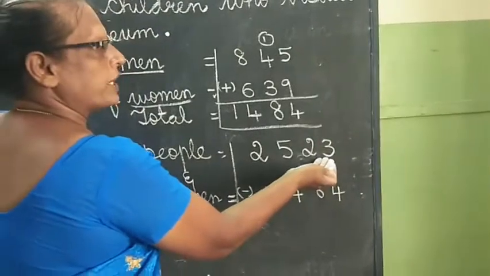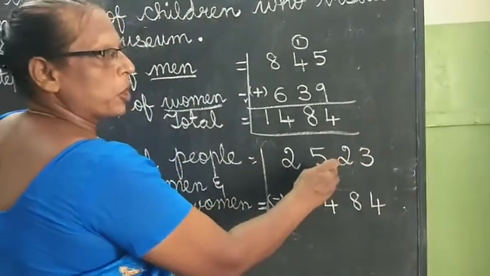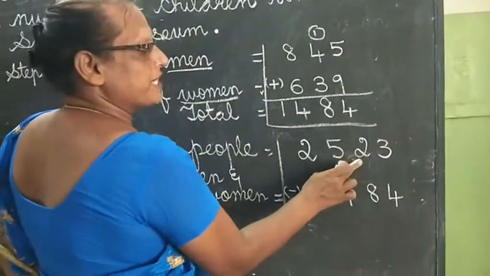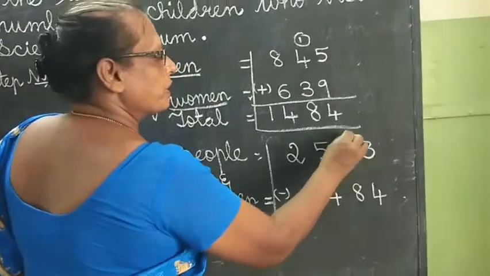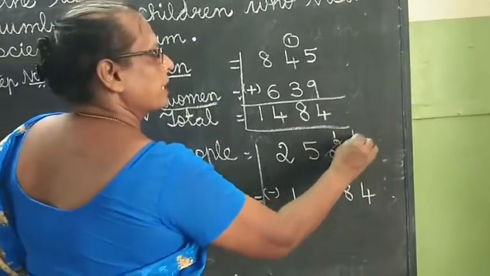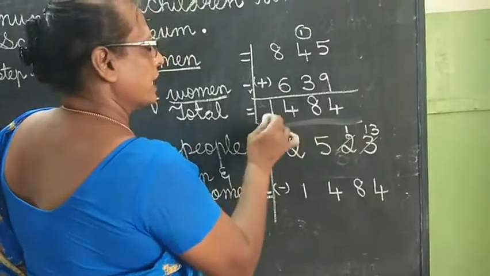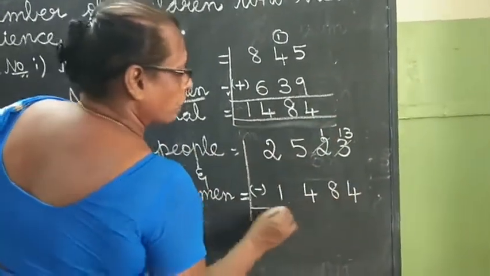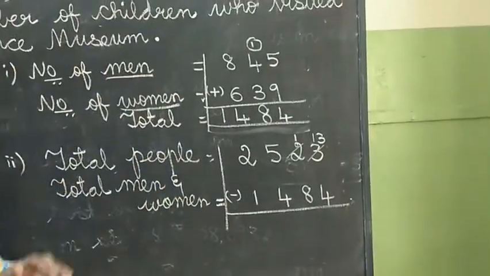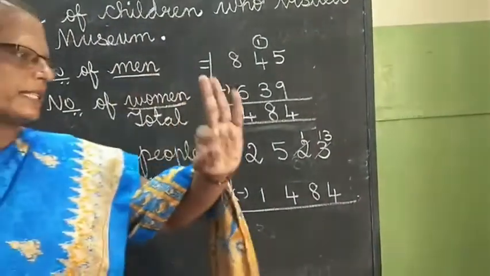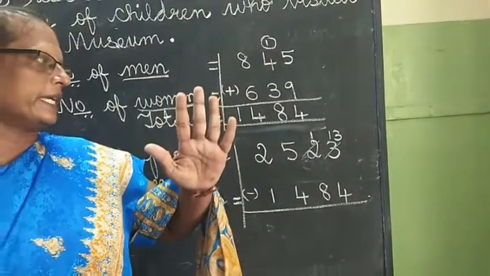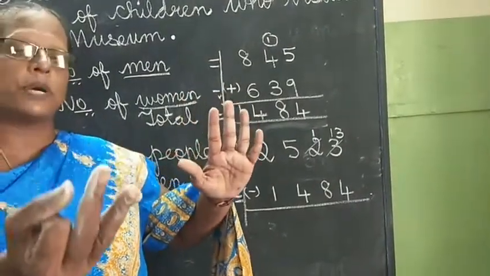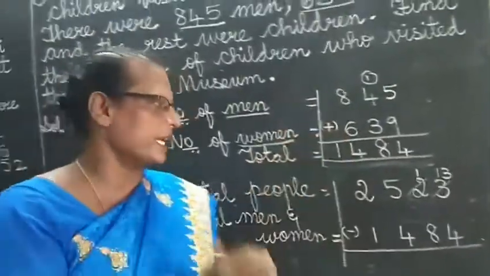So what you have to do, children? You have to borrow from the previous number. So previous number is 2. So this 2 will become 1 and this 3 will become 13. Okay children. So 13 it will come. So after 4 if you count up to 13, what will come? 5, 6, 7, 8, 9, 10, 11, 12, 13. So what answer? 9.